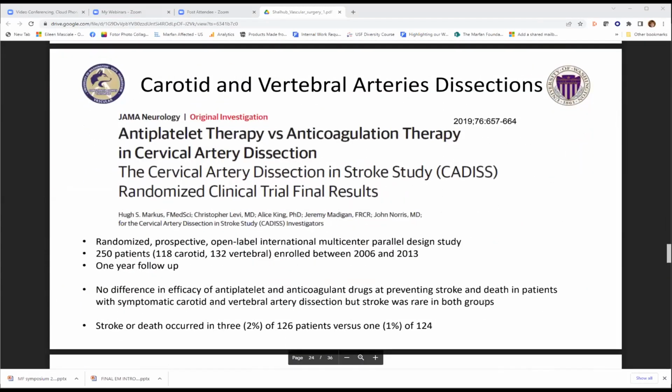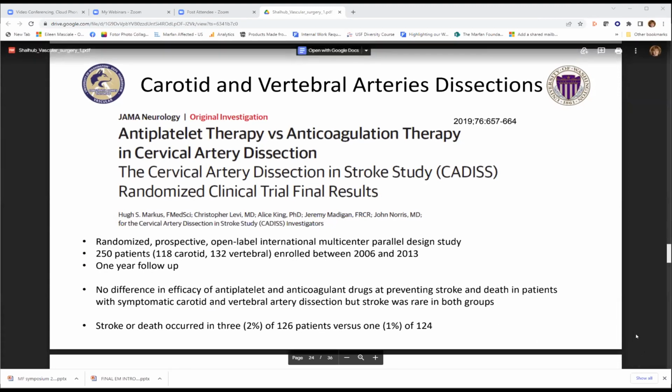This is important in terms of data. The question always comes up whether we want to use aspirin or antiplatelet therapy versus anticoagulation, that's Coumadin, in carotid artery dissections or vertebral artery dissections. So we have data from a randomized trial. This is, again, the general population, where they compared antiplatelet versus anticoagulation. And the results were that there was no difference. And therefore, I personally recommend antiplatelet therapy, and I base it on that study.